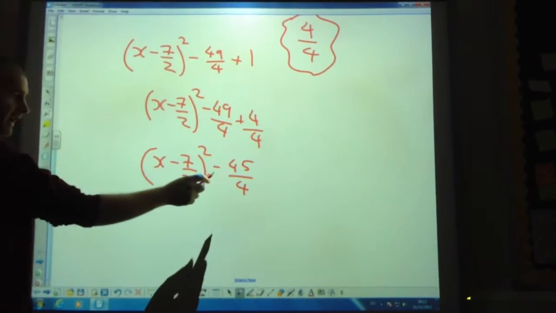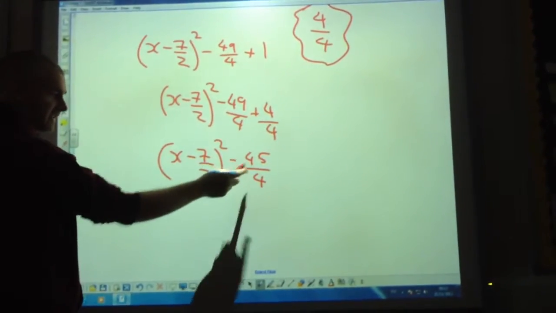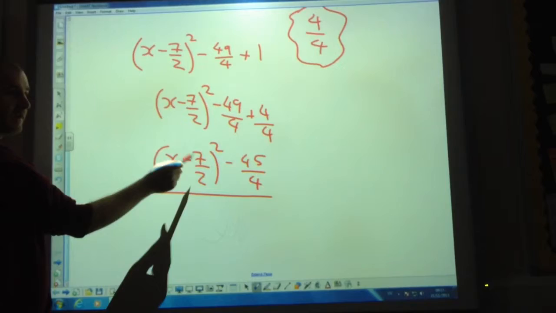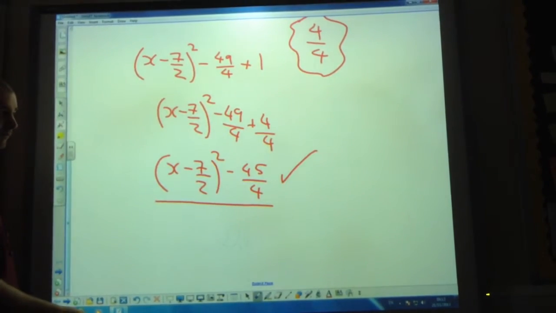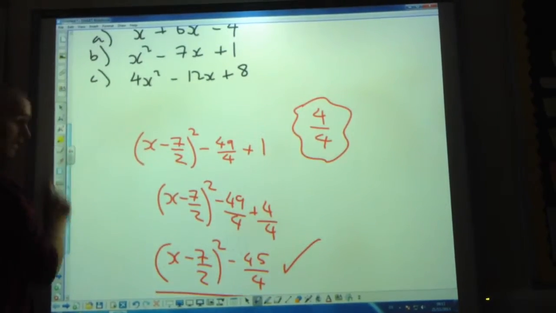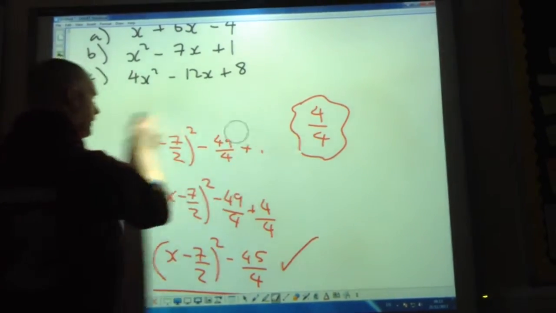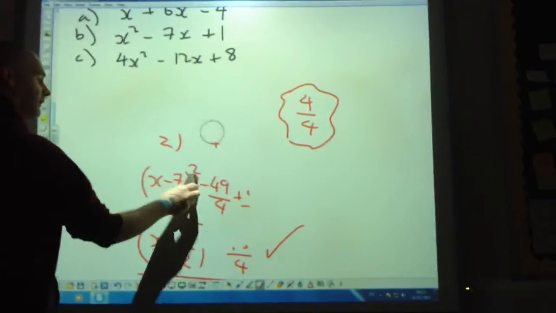You can leave it like that, or you could divide them on a calculator and get a decimal. And that could be 11.25 if you wanted to. But this is the right answer, and it's more common to write it as fractions. Last question is the hardest one of the lot. The last question involves factorising out.